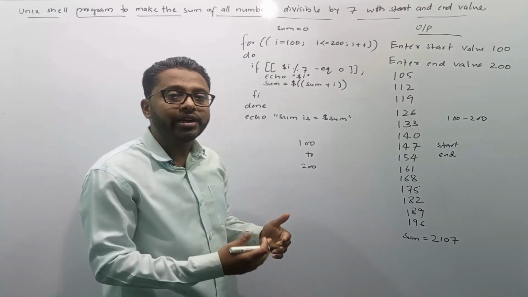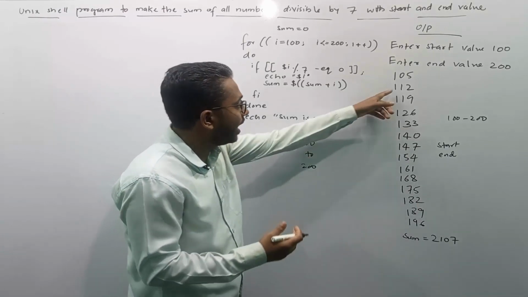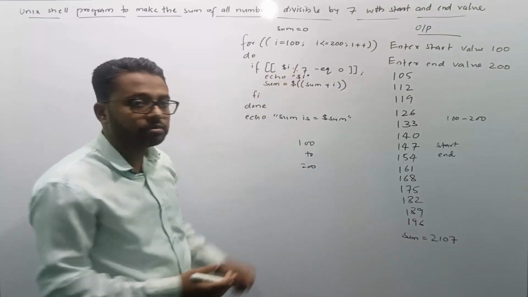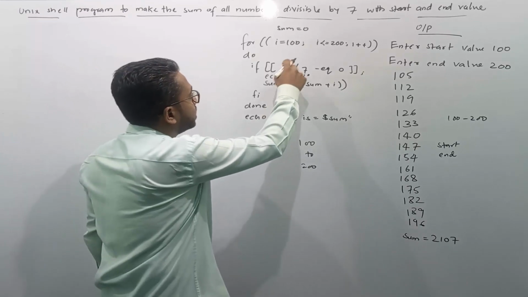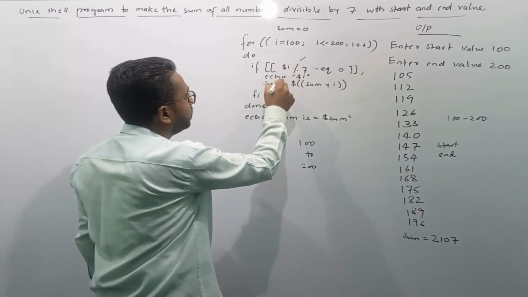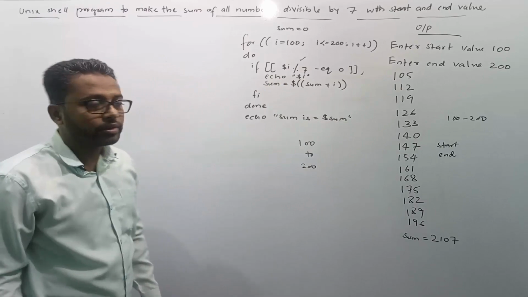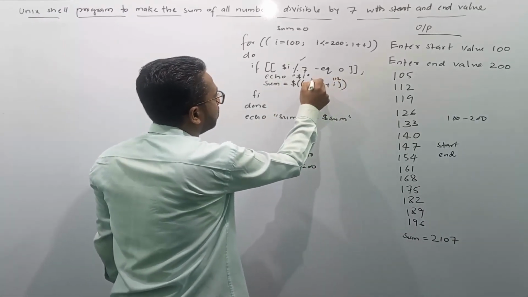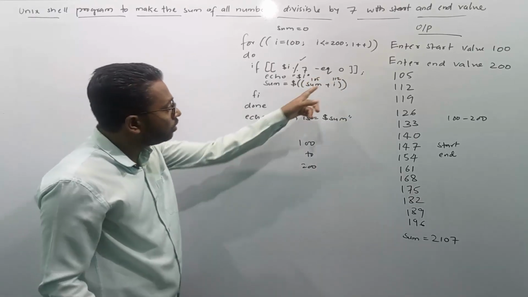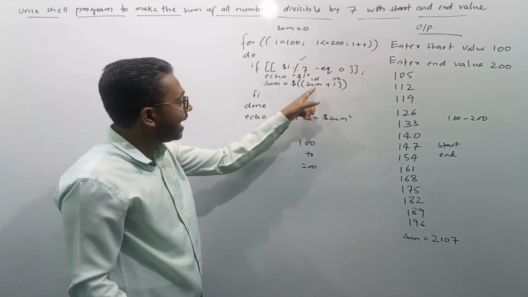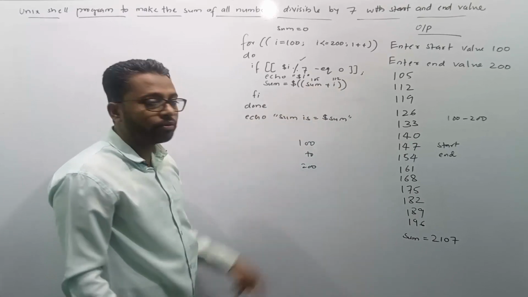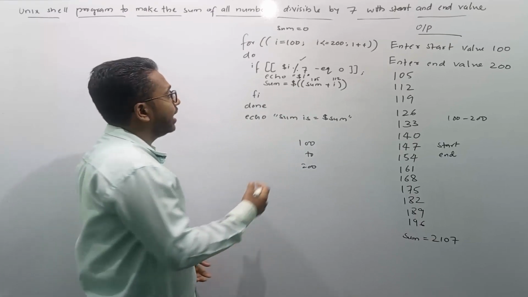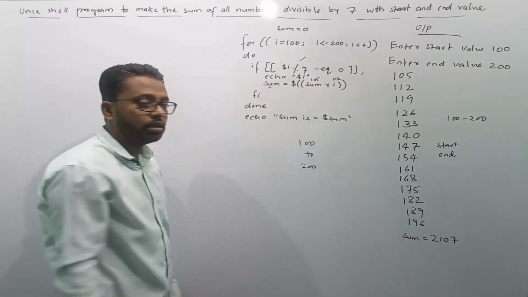Like this, every time the I value is incremented by 1, and when I becomes 112, then 112 is divisible by 7 and the condition becomes true. We come inside the if to print the value of 112. Now 112, which is the value of I, gets added with the value of sum, which is 105, and we will get sum as 217, and 217 gets stored inside the variable sum.